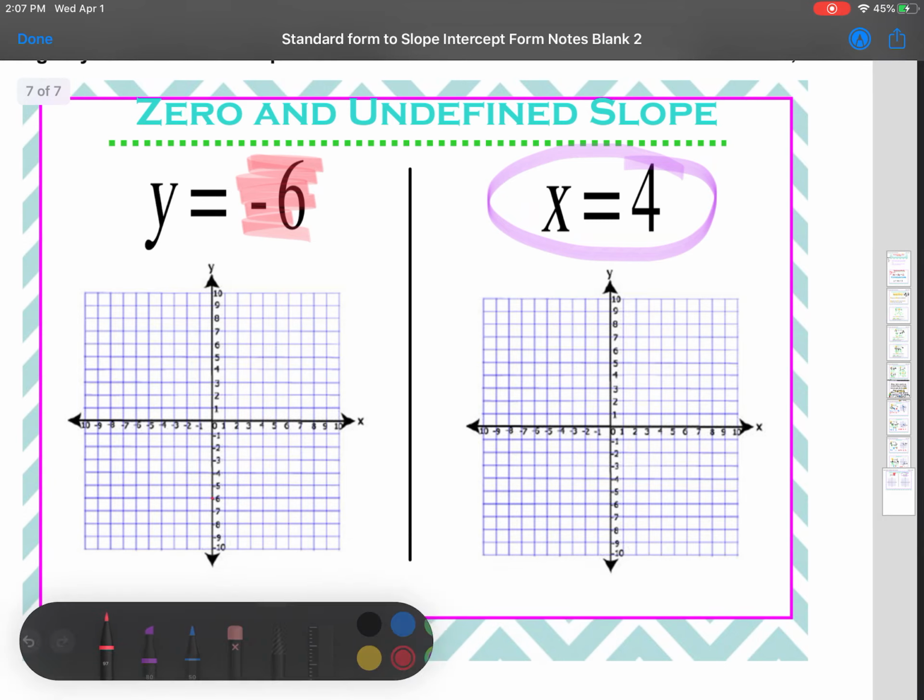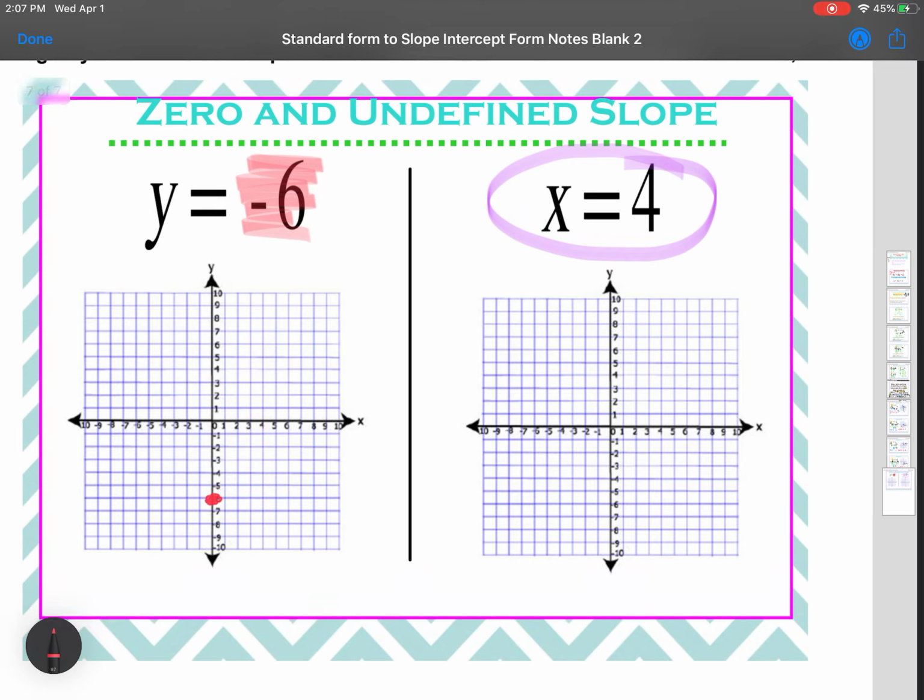So y equals -6. My y-intercept is -6. My slope is 0, so I'm not going up or down. I'm just going right and left. And my line is y equals -6. Okay.